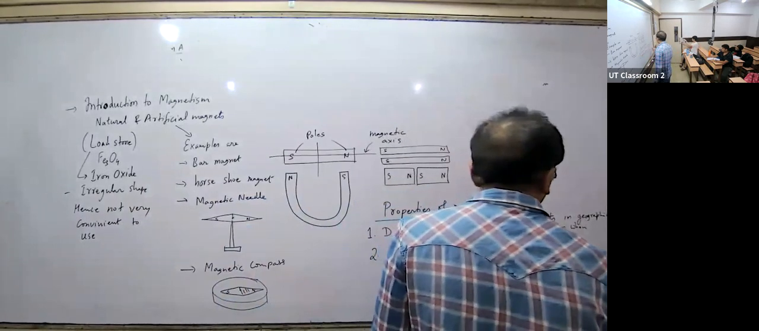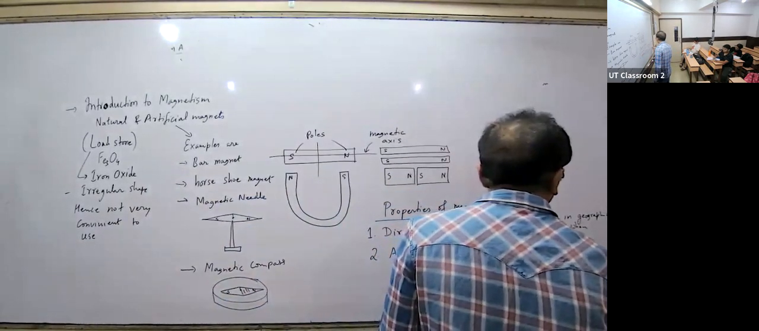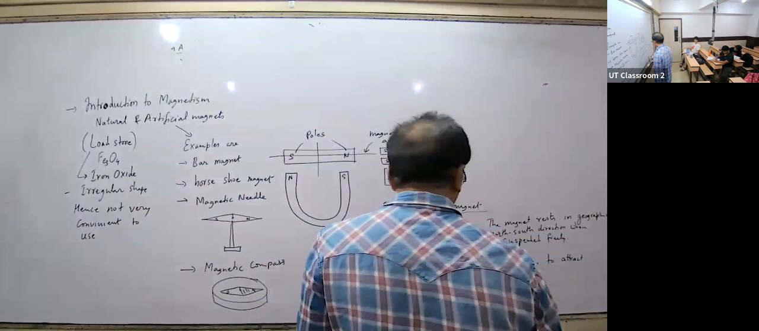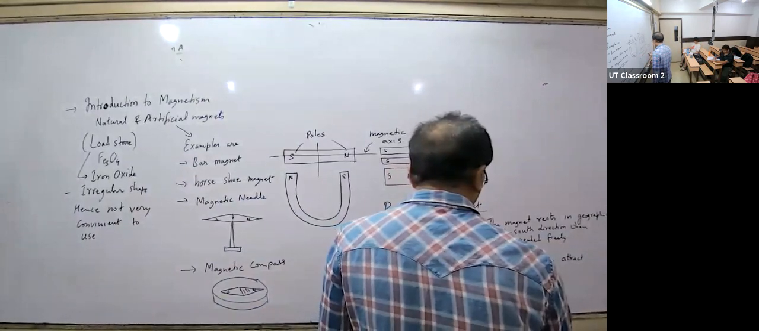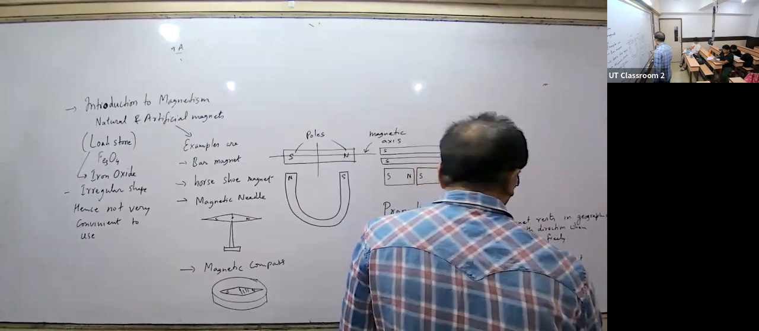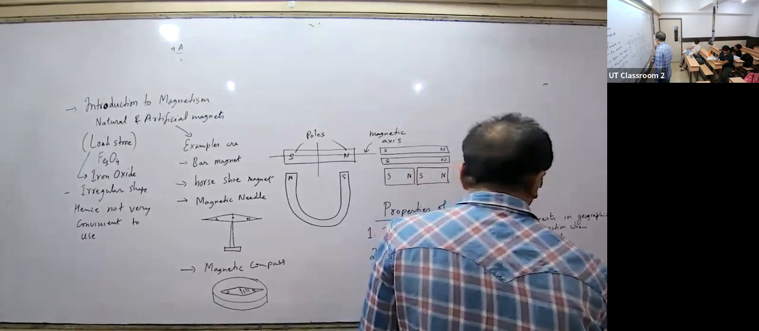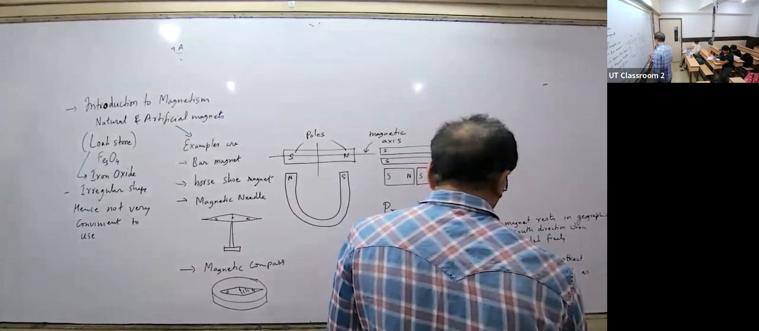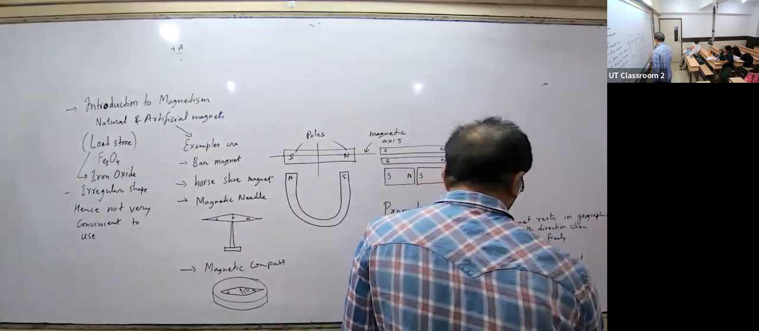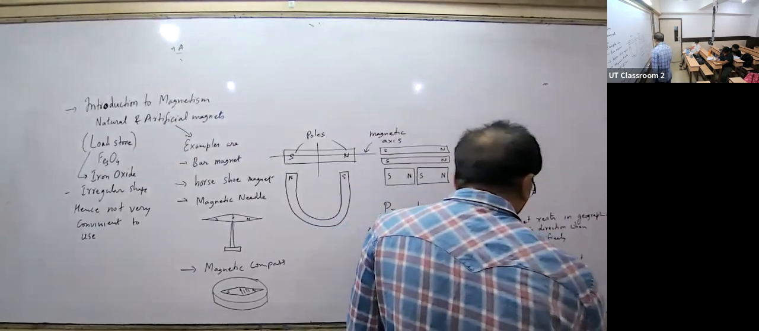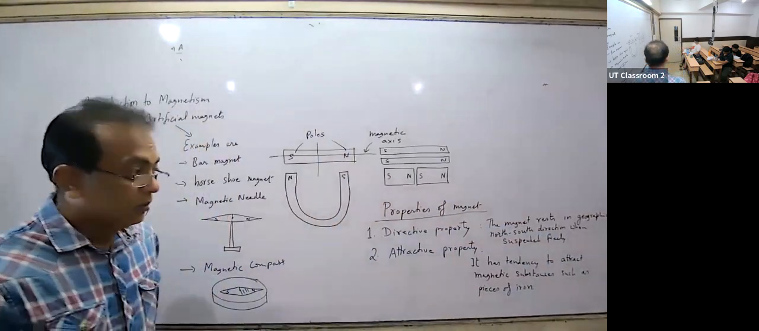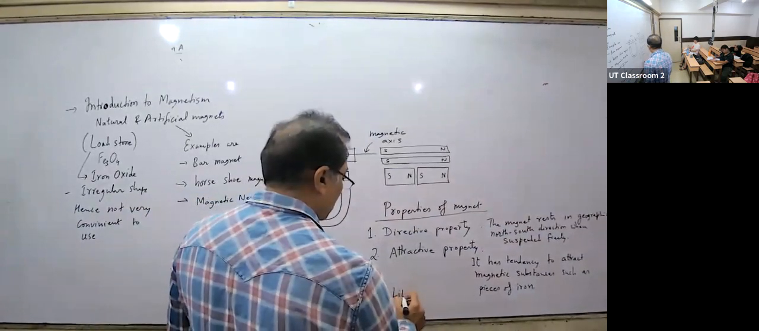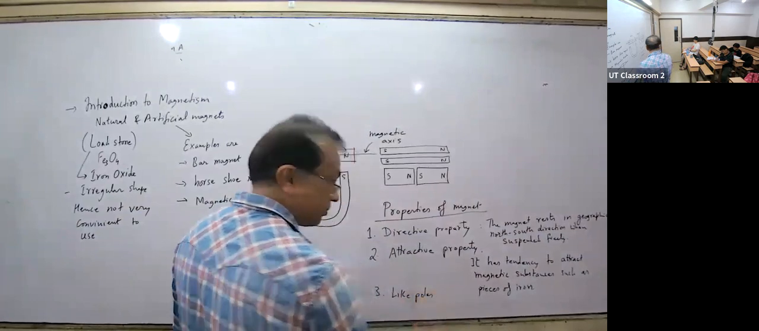To attract magnetic substance such as pieces of iron. Then third is like poles. What happens to like poles? Repel.